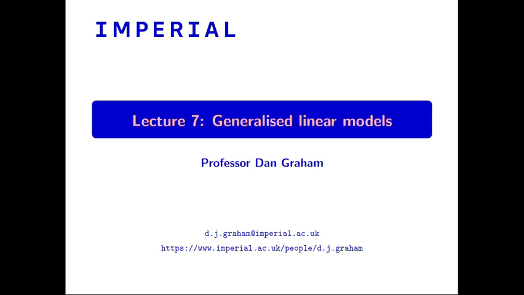Now these models are still linear in the sense that they have a linear in parameters predictor, but they allow for a non-linear relationship between the mean response and that predictor. And crucially, they're also going to let us model non-normal data. So we're not going to have to worry about normality. We're going to be able to model data from distributions that are not normal.